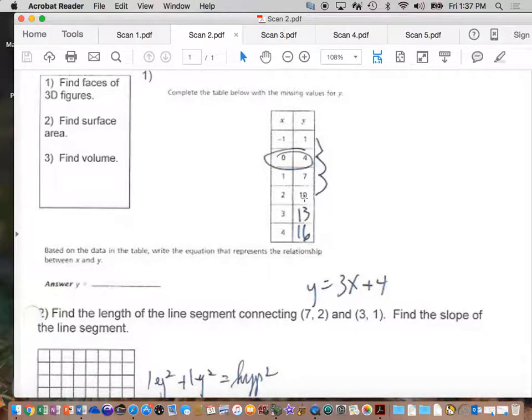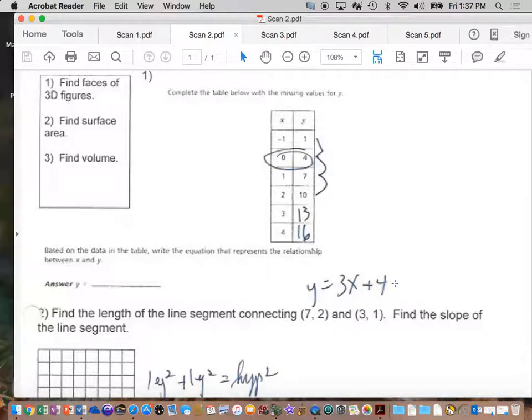3. So the next two boxes to fill in are 10. Then if I go up 3, I get to 13. I go up 3, I get to 16. And then it wants an equation. And I notice that my y-intercept is 4 because 0 pairs with 4. And I'm going up by 3 over 1. So it's y equals 3x plus 4, or y equals 3 over 1x plus 4.